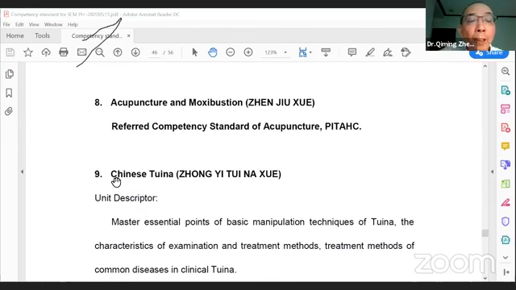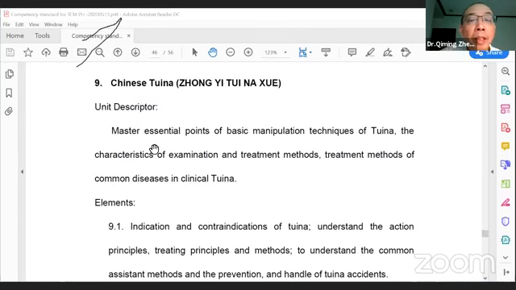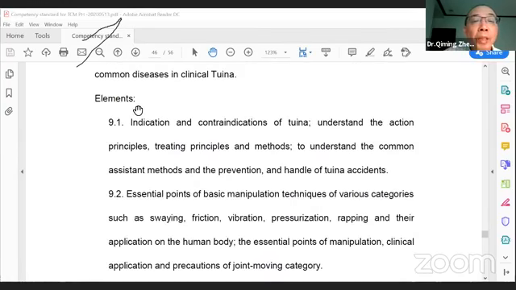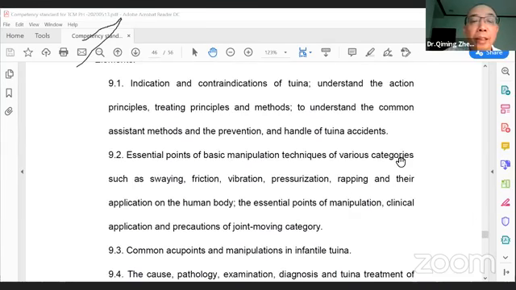For the fifth clinical skill, Chinese Tuina, the unit descriptor is to master the essential points of basic manipulation techniques of Tuina, the characteristics of examination and treatment methods, and treatment methods of common disease in clinical Tuina. The elements here: point 1 is indication and contraindication of Tuina. Understand the action principles, treating principles and methods, the common assistance methods, and the prevention and handling of Tuina accidents.